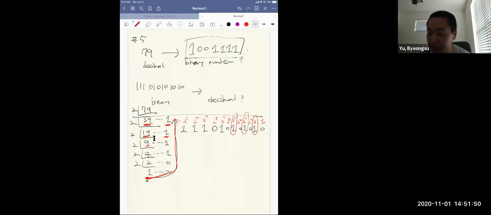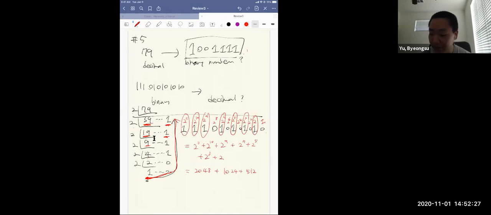Here you can see where the 1s are in those positions. So what you need to do is 2 to the 11 plus 2 to the 10 plus 2 to the 9 plus 2 to the 7 plus 2 to the 5 plus 2 to the 3 plus 2. And 2 to the 11 is 2048, 2 to the 10 is 1024, 2 to the 9 is 512.